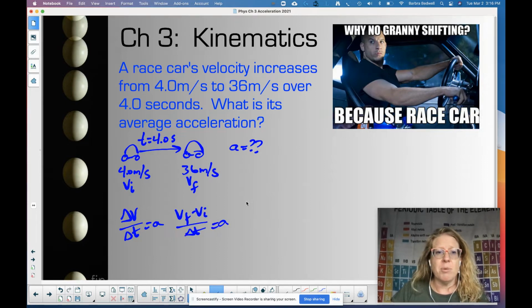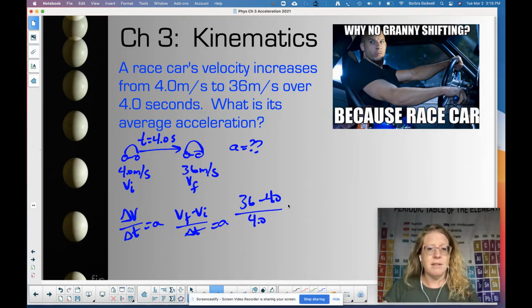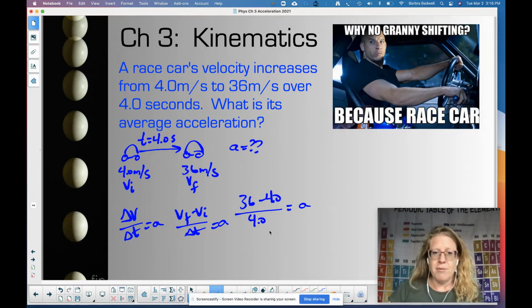What are our parts? Well, VF is 36. VI is 4.0, right? VF minus VI over our change in time, which is 4.0 seconds. And then we get acceleration from that. So 36, I'll get my calculator going. 36 minus 4 is 32. Divided by 4 is 8. So this is 32 over 4 is acceleration, and acceleration equals 8.